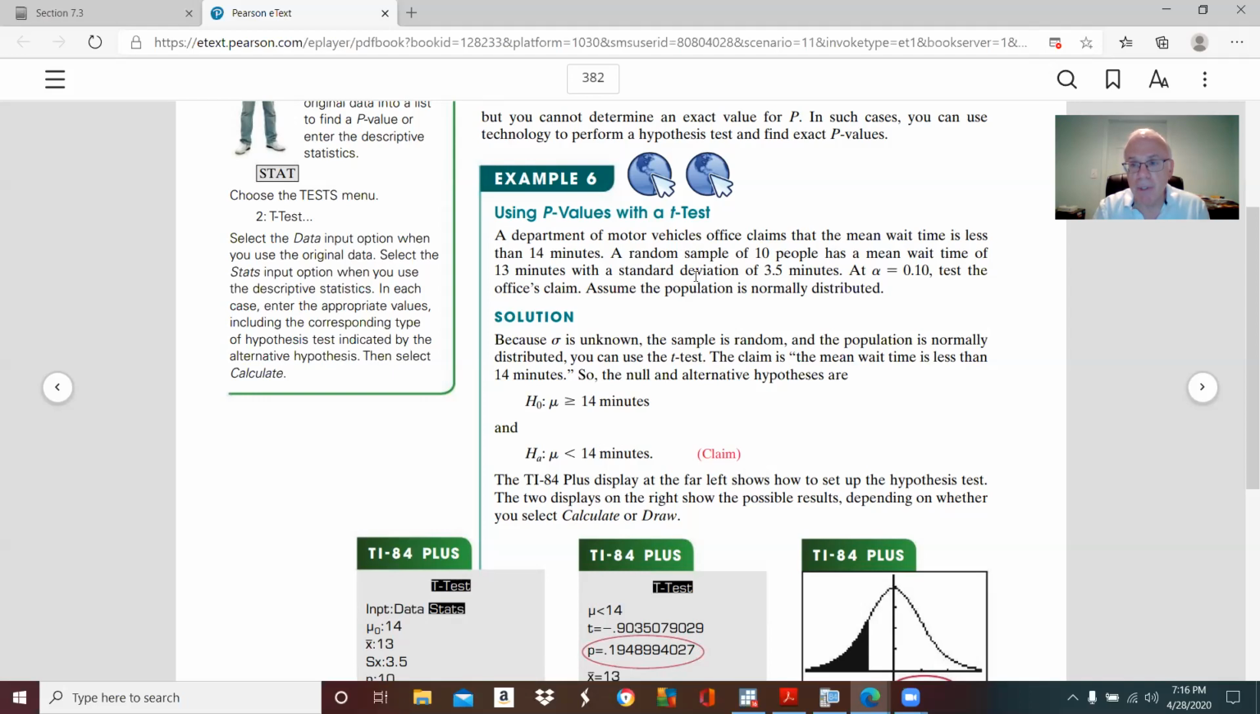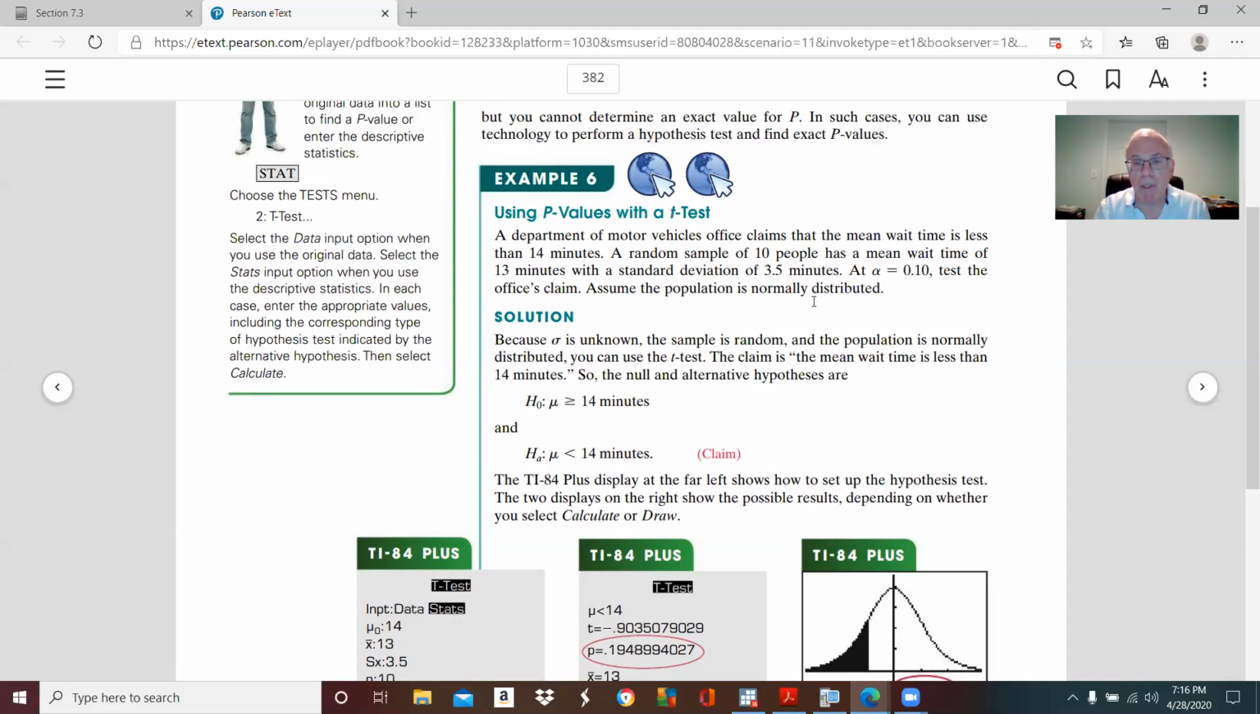It's S. All right. So that means we're going to be doing a t-test, not a z-test. All right. Alpha, which is the probability of a type 1 error, we also call it the level of significance, is 0.10 or 10%.